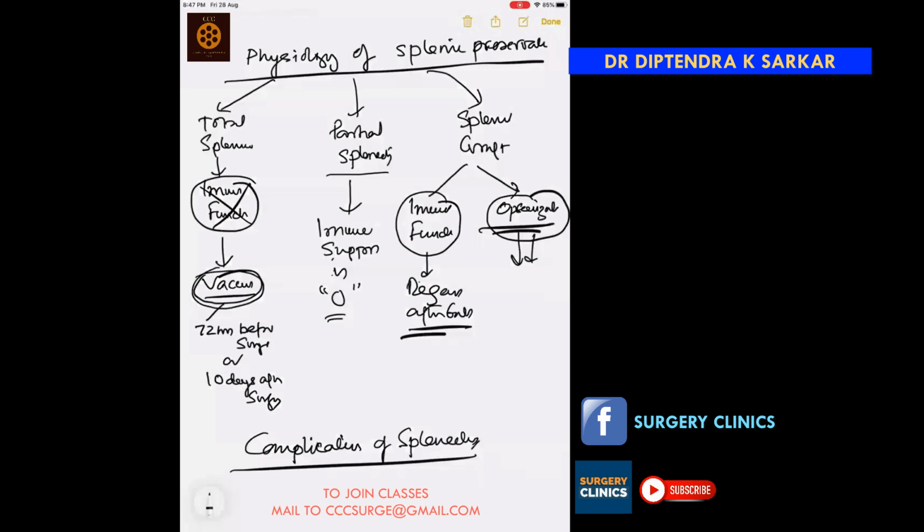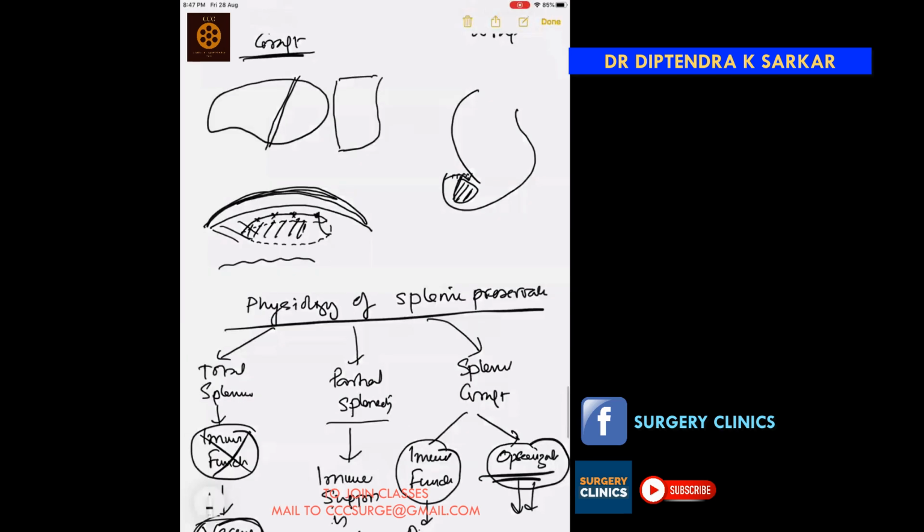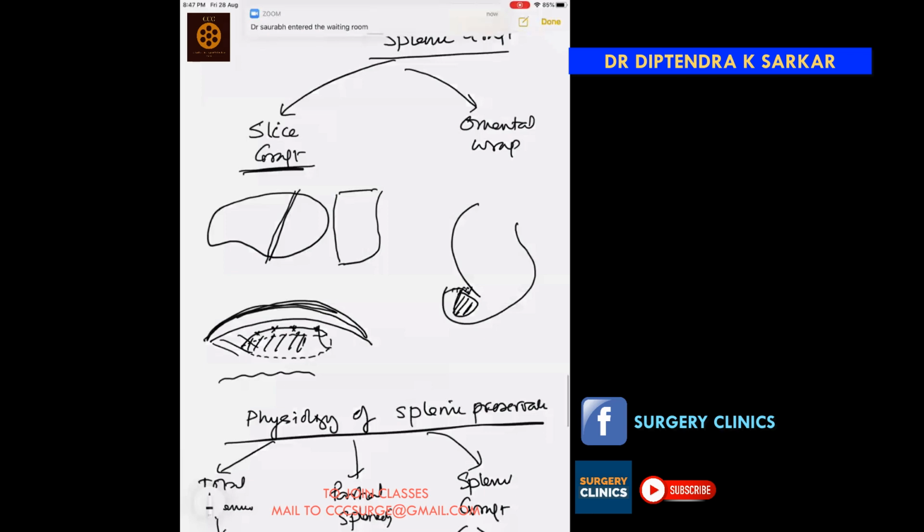Splenic graft is a technique where you can take a slice of the spleen, make a pocket in the parietal peritoneum, and insert the splenic graft inside and close it with interrupted bites like this. Or you can take a small part of the spleen and wrap it up with an omentum and close it.